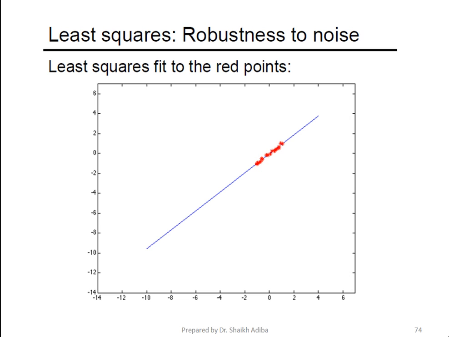Now we'll see least square's robustness to noise. Least square fit to the red points. See here, these are the red points. Here we have a blue line drawn, and these red points lie exactly over the line. So this least square fits all of the red points here.